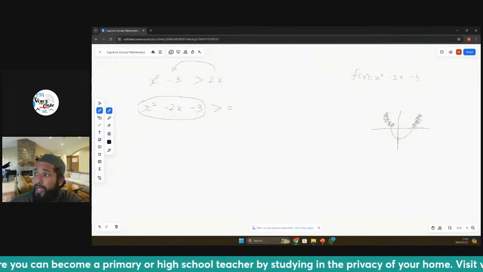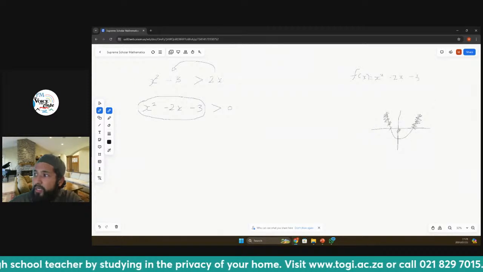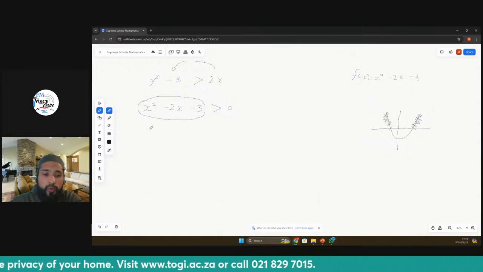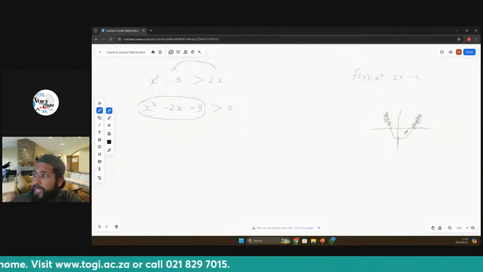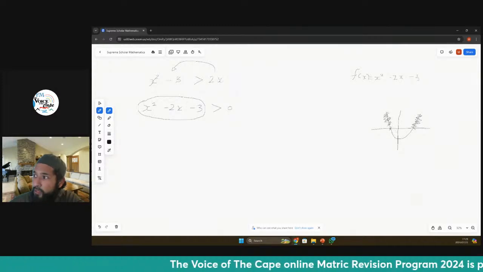So we are interested in this number specifically and this number specifically, and those two numbers, in this context, we call the critical values. In other words, at that point, when the graph crosses that line, it changes from a negative part of the graph to the positive part of the graph.